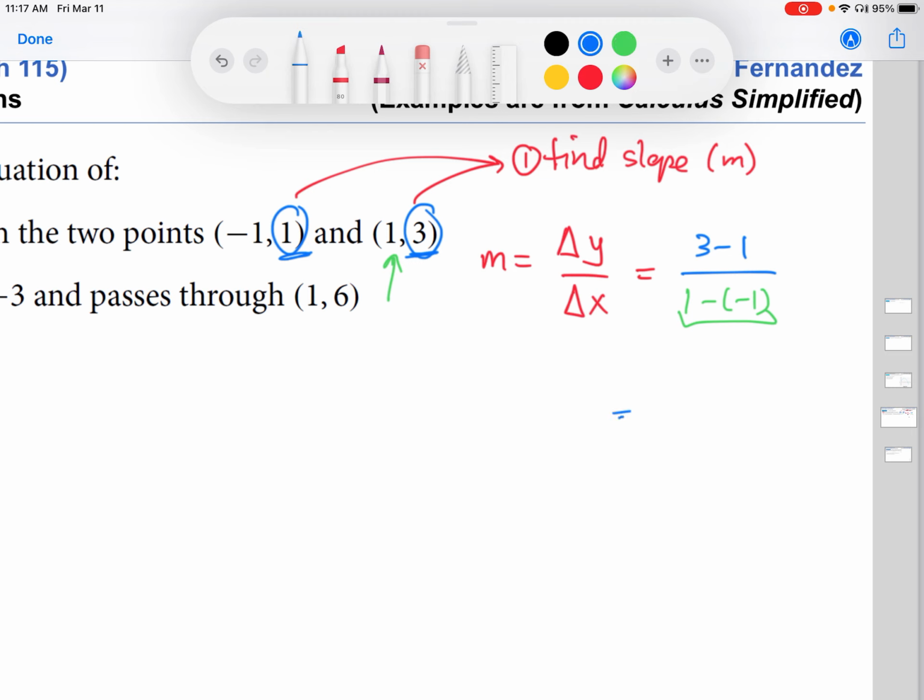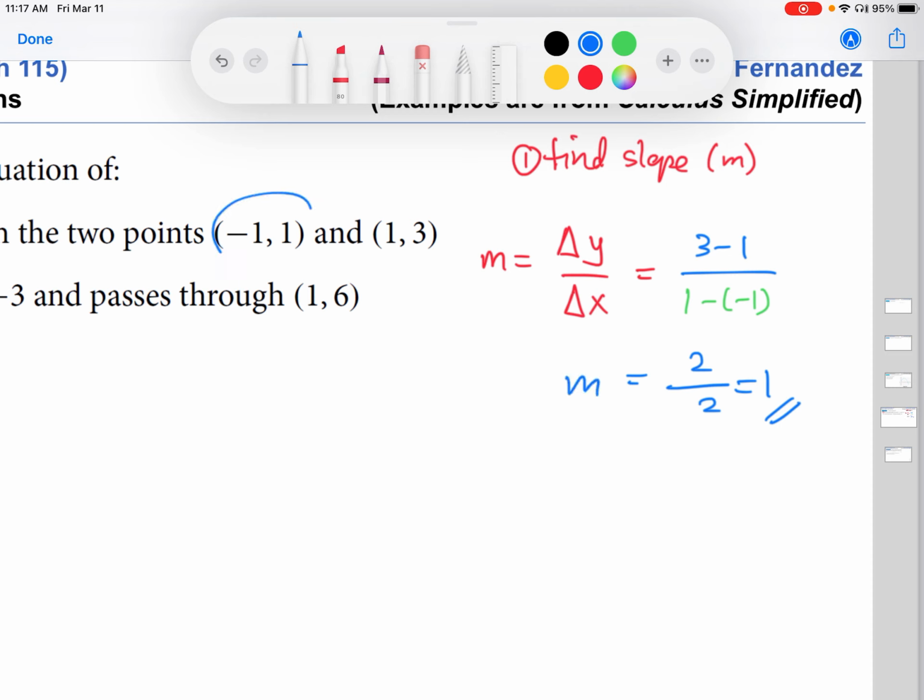An inconsistent way of doing this would have been if I had stuck with the difference in y values, this y value minus that y value, and then I had done the x values as this x value minus that x value. See, I started with the y value here in calculating delta y, but then I started with the x value here in calculating delta x. That is going to give me an incorrect slope, and that would be an inconsistent calculation. So I'm going to remove this down here and continue my calculation over here. So we have 3 minus 1, 2, divided by 1 minus -1, that is also 2, so the slope is 1. Great, so now I have my slope.